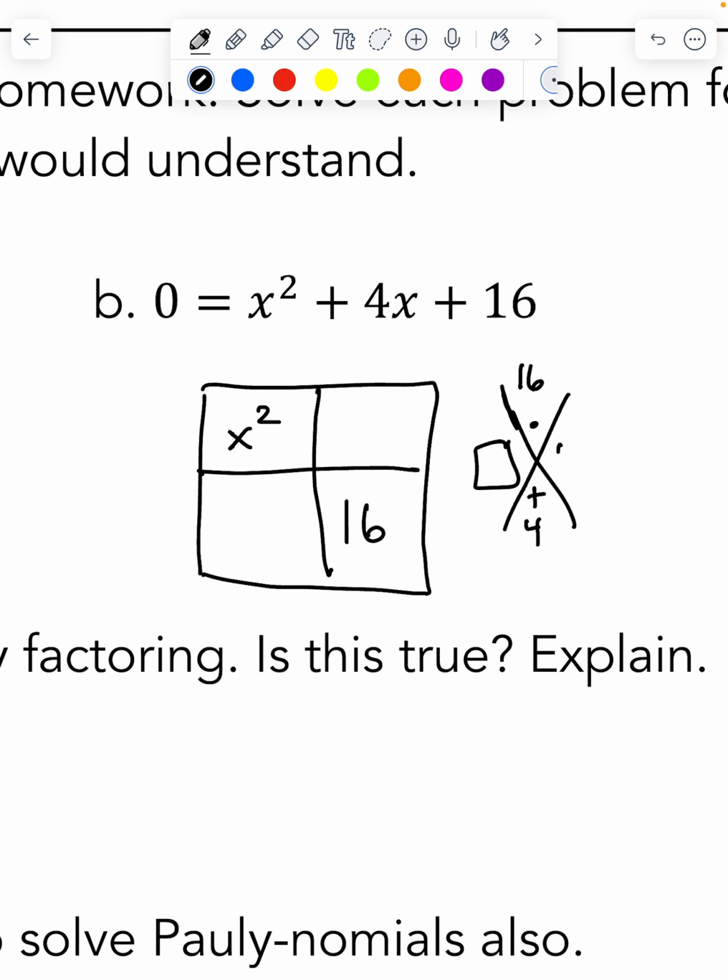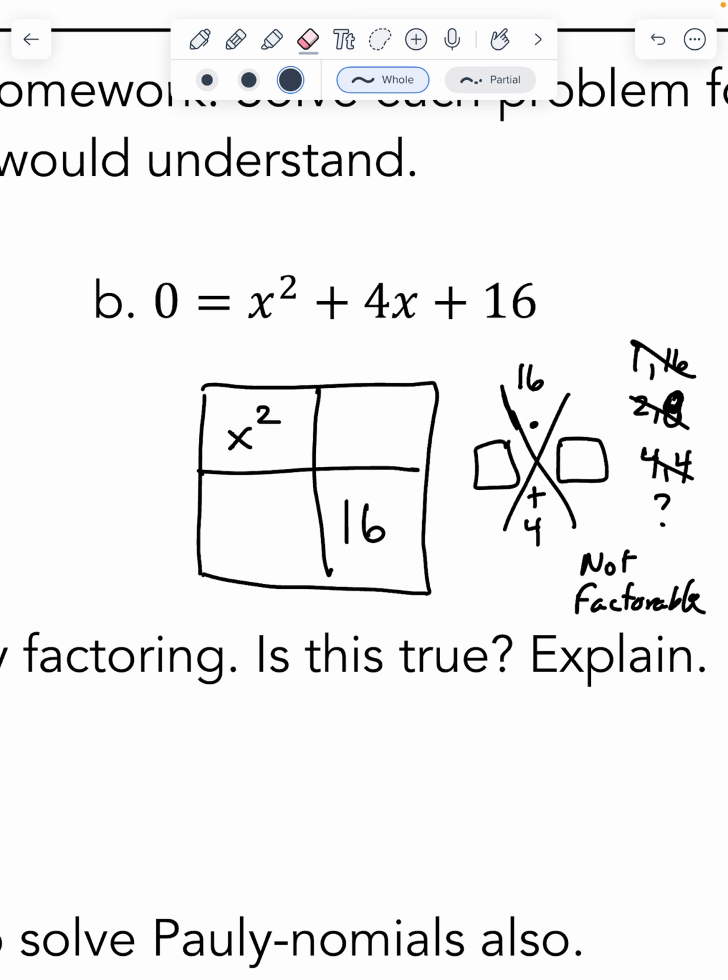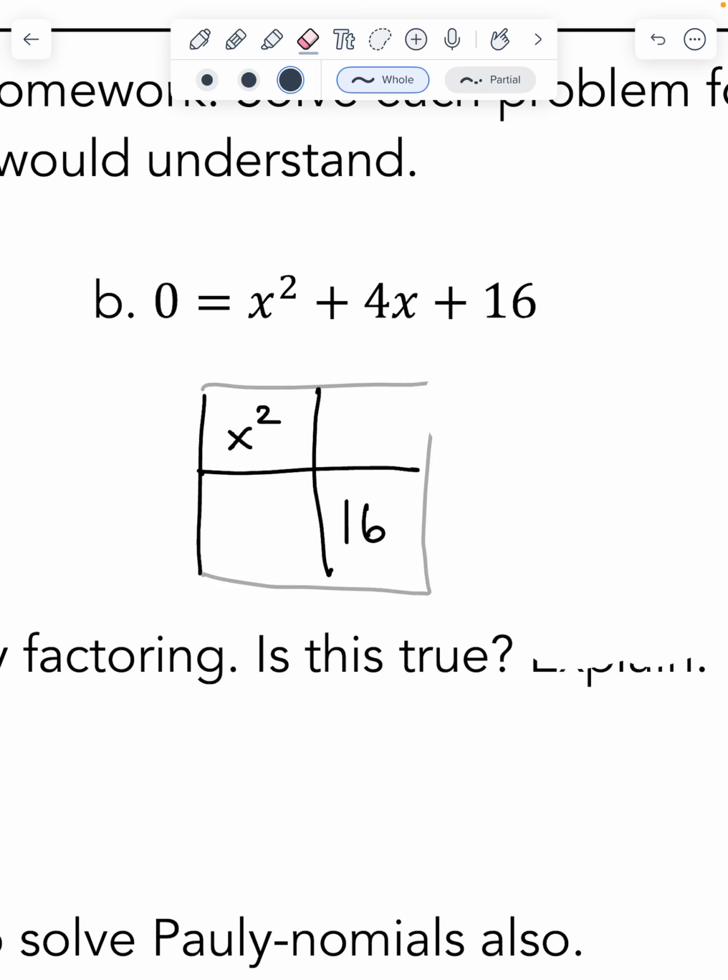So I'm looking for two numbers here that add to 4 but multiply to 16. And to get 16 positive, I'd have 1 and 16, 2 and 8, and 4 and 4. But none of those combinations will add up to positive 4. So that means I can't do anything. It means that it's not factorable. But it doesn't mean I can't get an answer. So because none of those combinations that are possible work, I'm going to have to use another method.